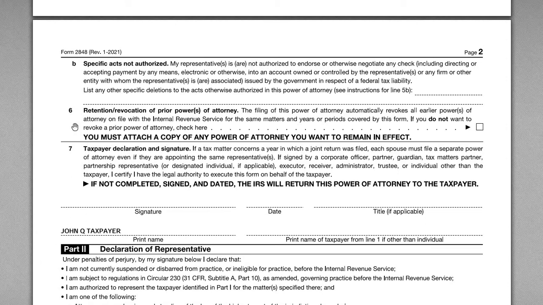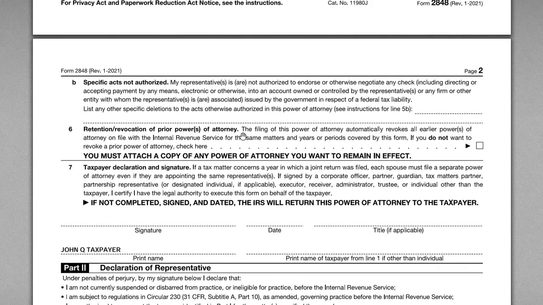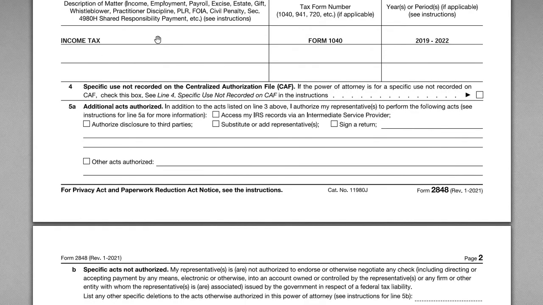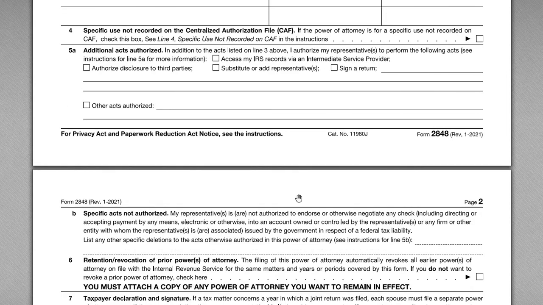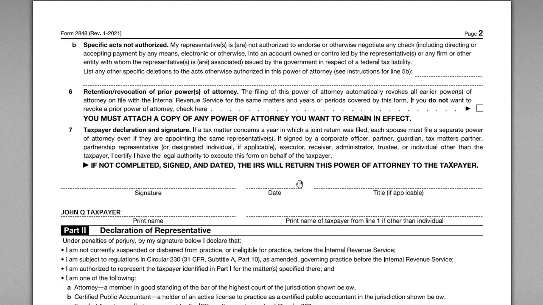Now, line 6 is very, very important, right? So generally, when you file a 2848 that covers these specific acts that you're authorized to represent the taxpayer, so description of matters, tax form numbers, years. When you file a new 2848, it revokes all those prior POAs.